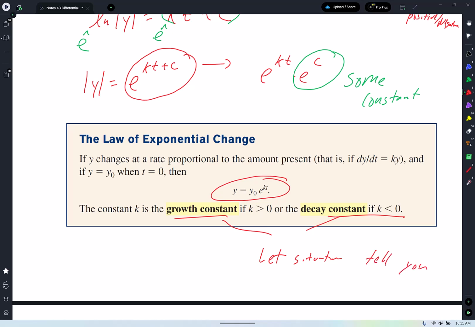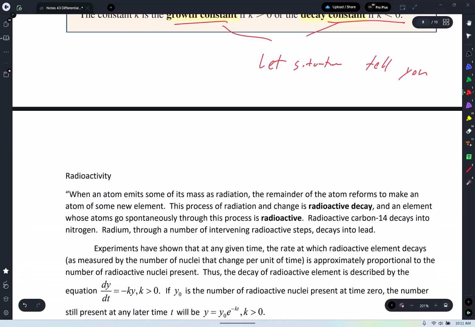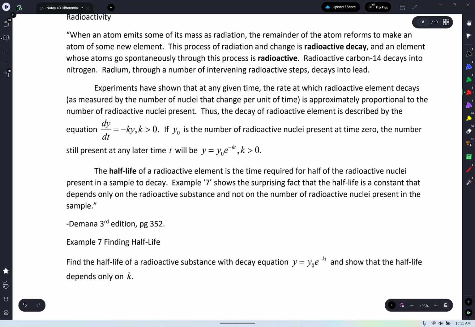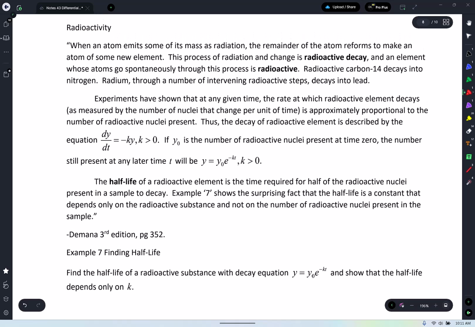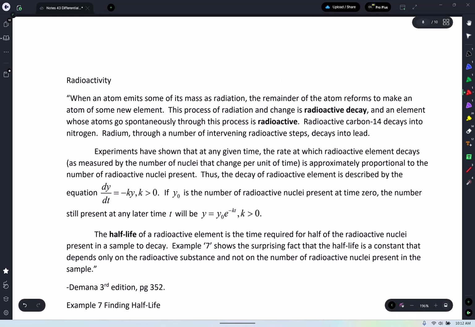Whether it's positive or negative. All right, look how awesome this is. Look at all this science and physics and chemistry here, guys. When an atom emits some of its mass as radiation, the remainder of the atom reforms to make an atom of some new element. That's alpha and beta decay. Did you guys study that in chemistry? Alpha, beta.